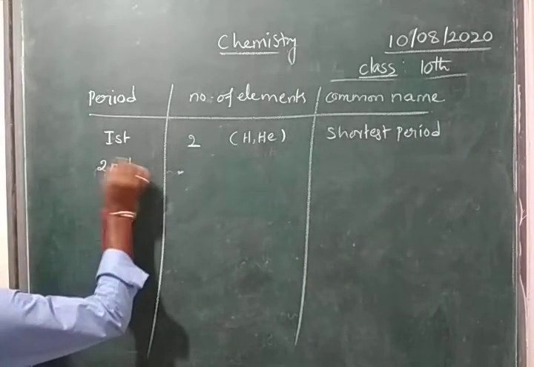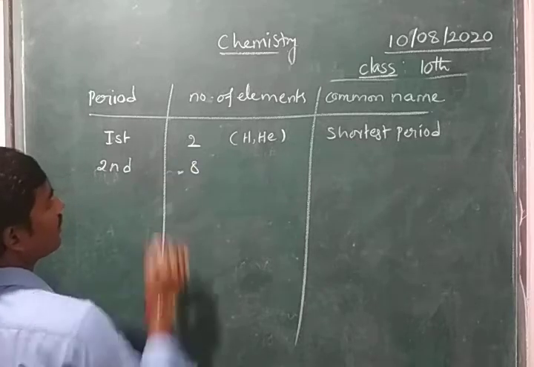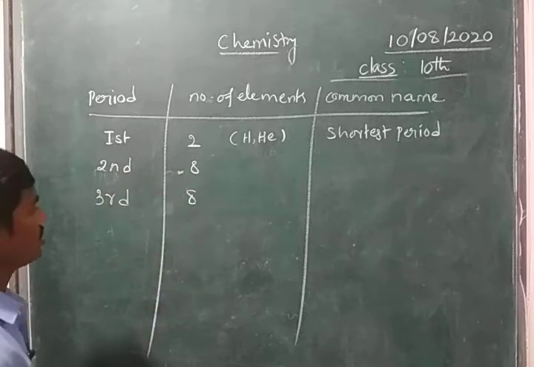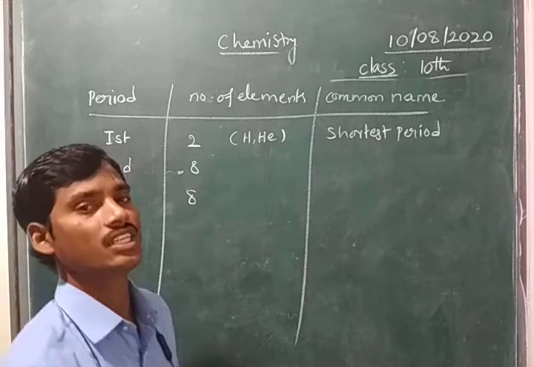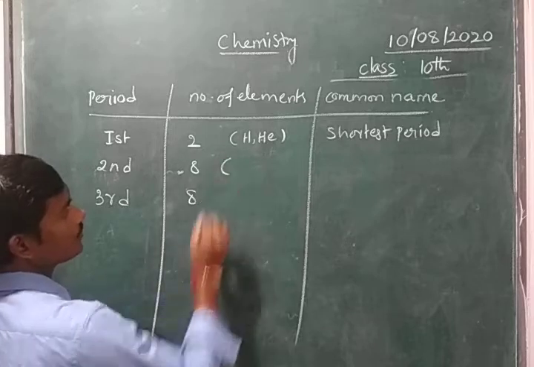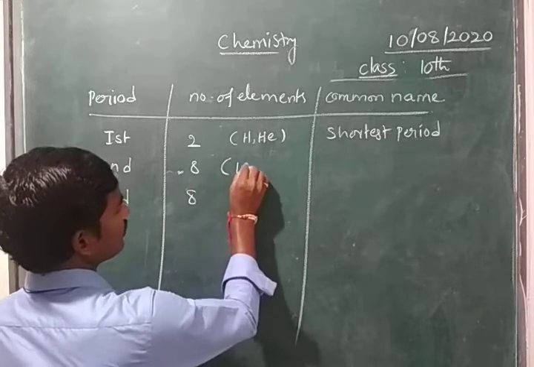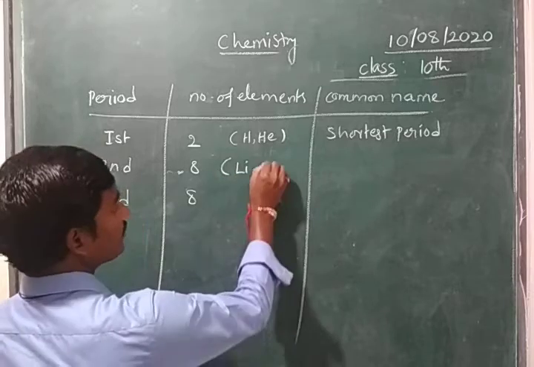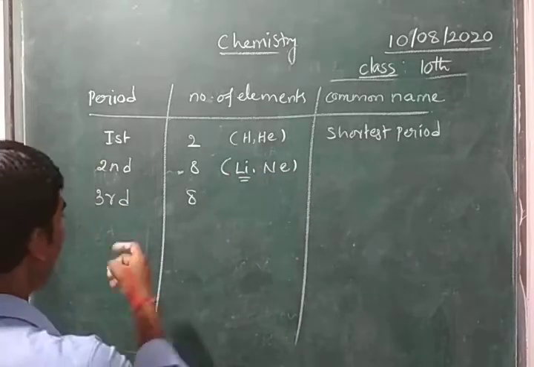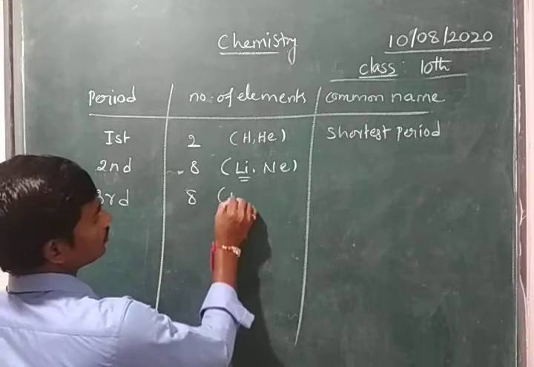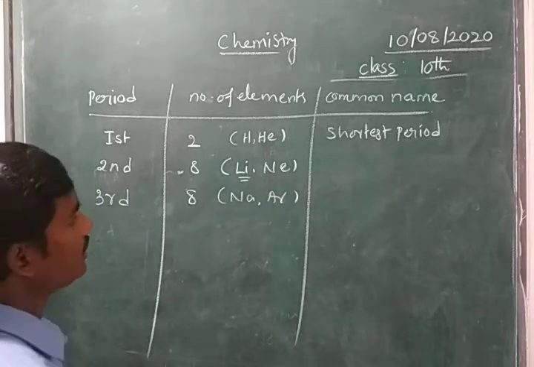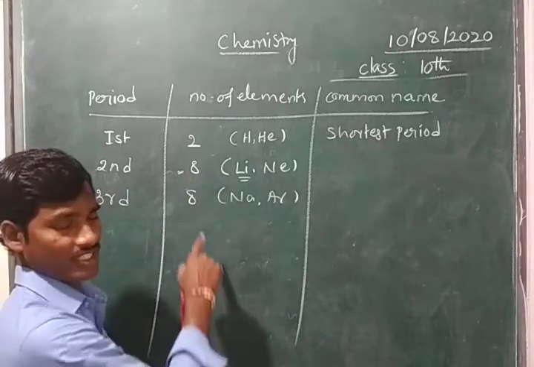Now the second period consists of 8 elements, and the third period also consists of 8 elements. That means the second and third periods consist of how many elements, children? 8 and 8 elements. The second period starts with lithium and ends with neon. The third period starts with sodium and ends with argon. So these two consist of the same number of elements, 8 and 8.